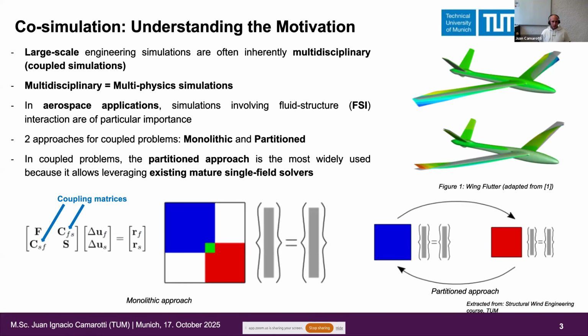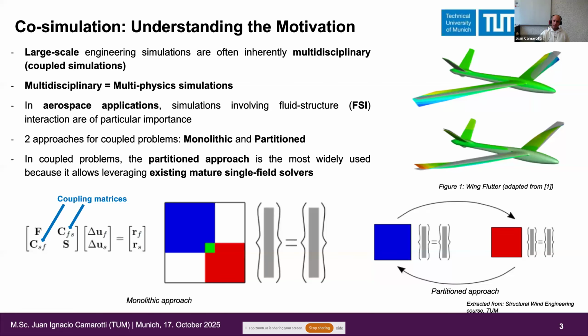So usually, large-scale engineering simulations are inherently multidisciplinary. So this means that we are usually dealing with coupled simulations. And in the case of aerospace applications, one of the most important coupled simulations that we are usually dealing with is fluid structure interaction. So for example, here on the right, we can see an example of one phenomenon, which is called wind flutter, which is a dynamic instability happening in lightweight structures. It needs to be studied, especially in the case of very high aspect ratio and high speed aircrafts.